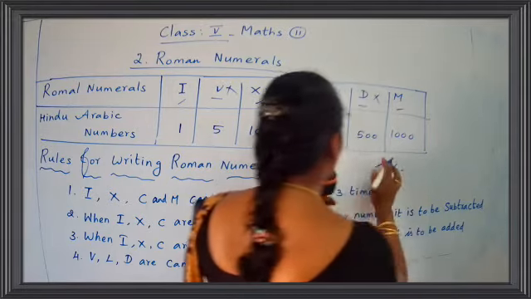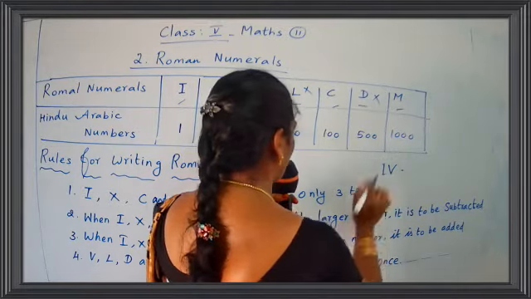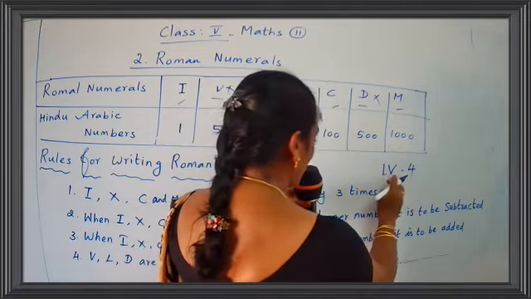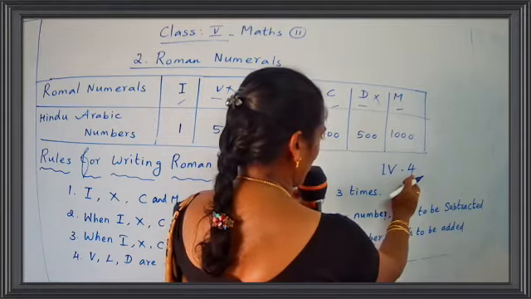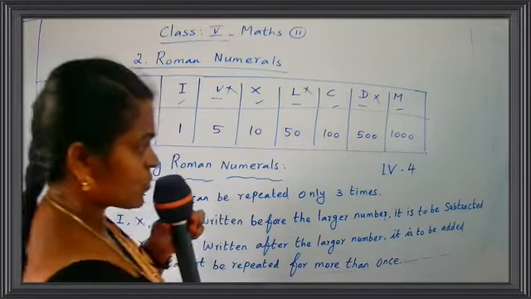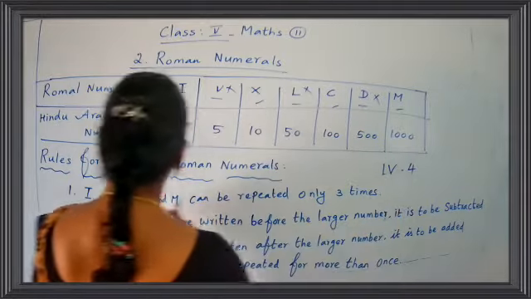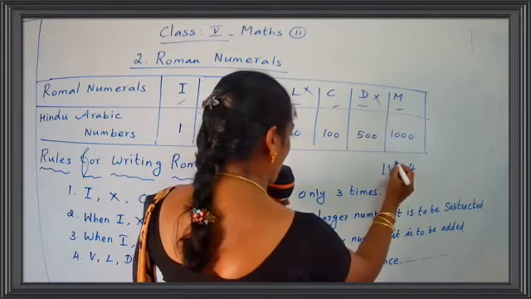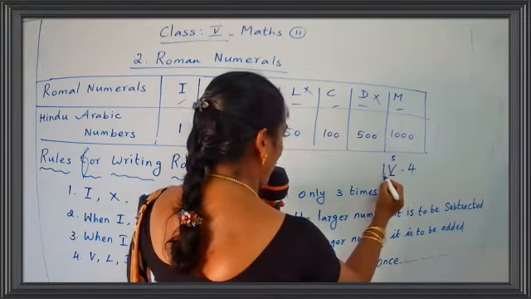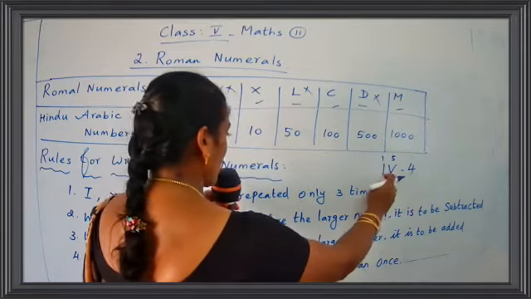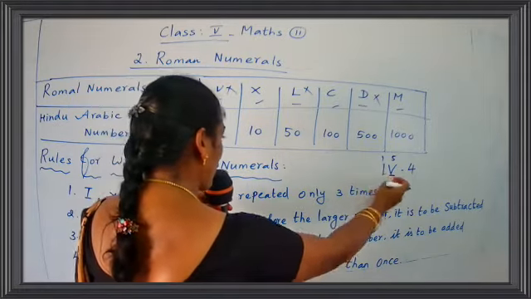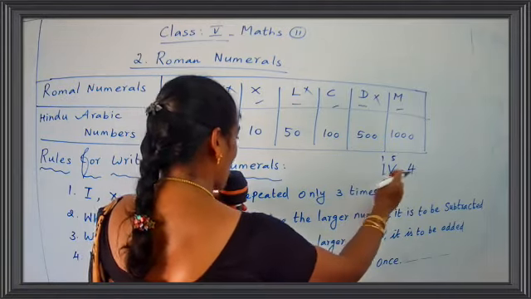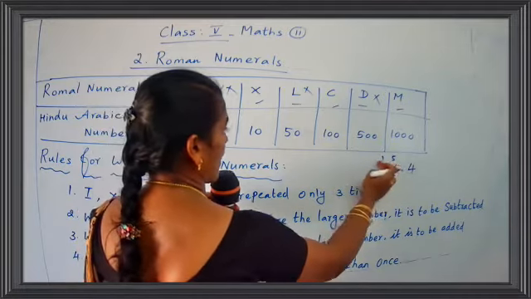So, IV stands for... everyone knows IV is 4, right? So IV stands for 4. Here, what is there? The larger number, and where is I written? Before the larger number. V stands for 5, I stands for 1. So here I is written before the larger number, that's why it is to be subtracted. So 5 minus 1 is equal to your answer, which is 4.